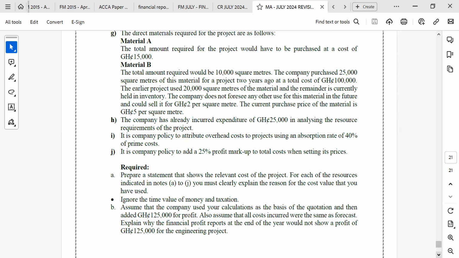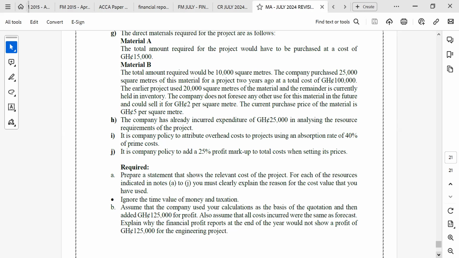And it could be sold for 2 Ghana cedis per square meter. The current purchase price of the material is 5 Ghana cedis per square meter. H, the company has already incurred the expenditure of 25,000 in analyzing the resource requirements of the project. I, it is company policy to attribute overhead costs to projects using an absorption rate of 40% on prime costs. J, it is company policy to add a 25% profit markup to total cost when setting its prices.